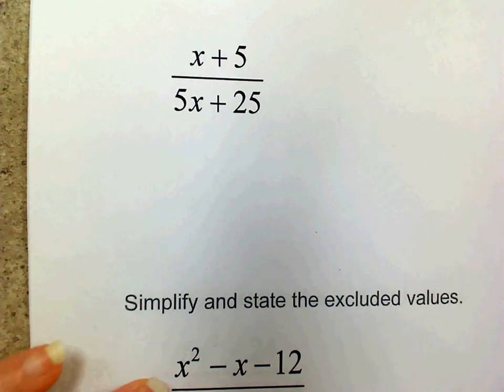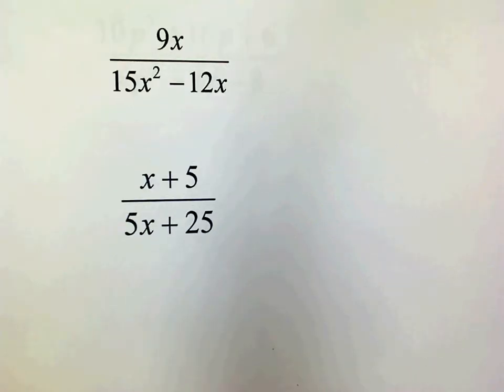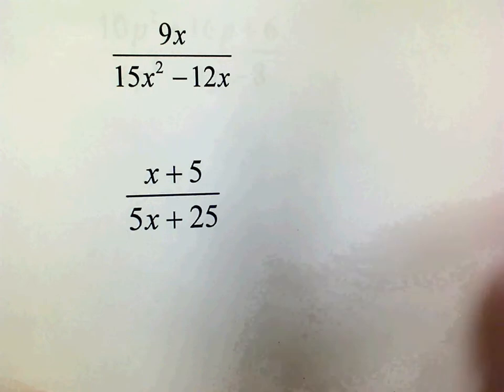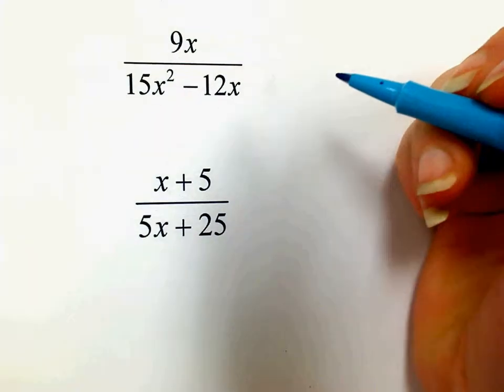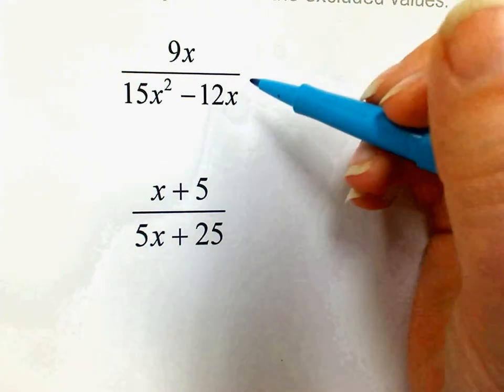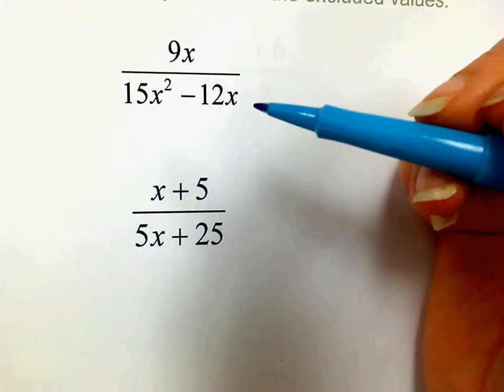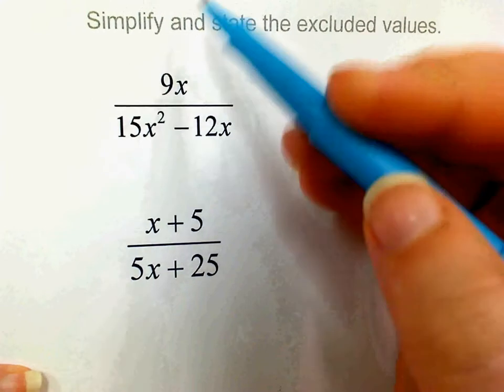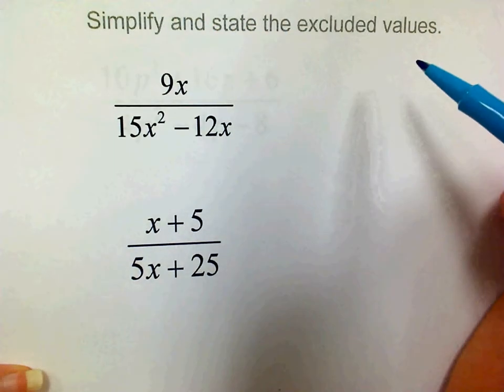Hey guys, what we're going to do is I'm just going to go through a few of the examples from the lesson on how to simplify rational expressions, just in case you need a reminder or in case you weren't here. Okay, so a rational expression is anything that can be written as a fraction, and in these we've got a monomial over binomial, and the idea is to simplify. It also says to state the excluded values, and we'll talk about that in a second.